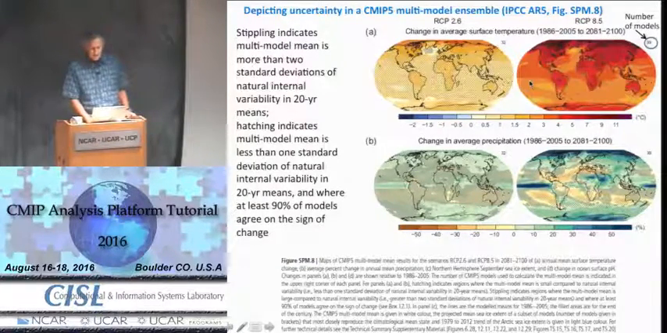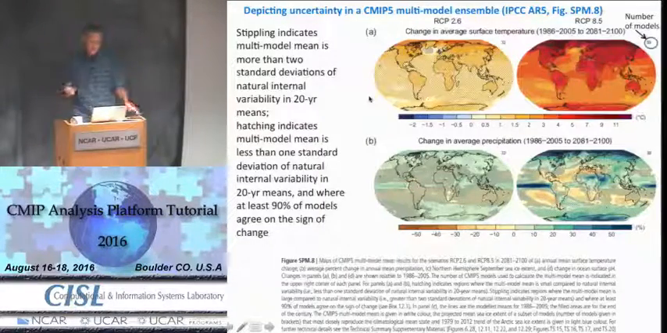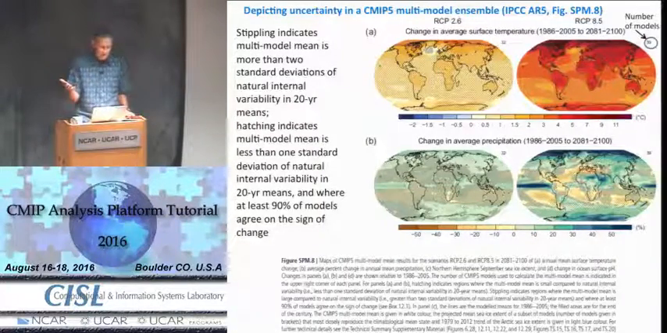The colors are the sizes of the anomalies in degrees C, but this stippling and hatching is denoting a little bit more information. Stippling means that the multi-model mean is more than 2 standard deviations of natural internal variability in 20-year means. That gives you some idea of the significance of the size of these anomalies. And the hatching indicates the multi-model mean is less than 1 standard deviation of natural internal variability in 20-year means.